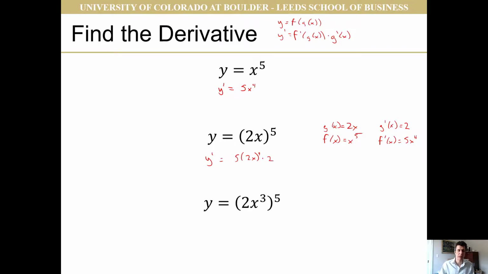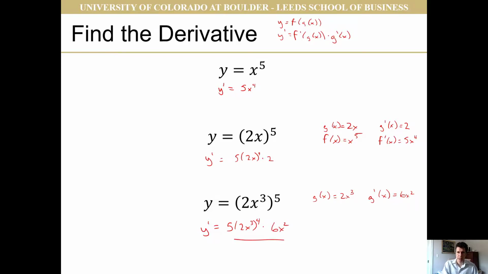Next problem. y equals (2x cubed) to the fifth. g of x equals 2x cubed. g prime of x equals 6x squared. The outer function is the same. It's still x to the fifth. The derivative of that is 5x to the fourth. The derivative of our function is 5 (2x cubed) to the fourth times 6x squared.